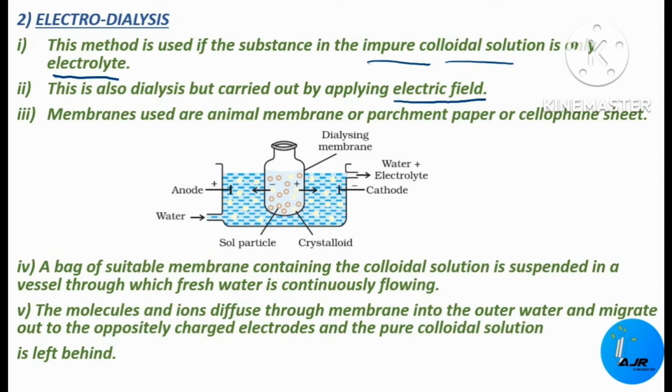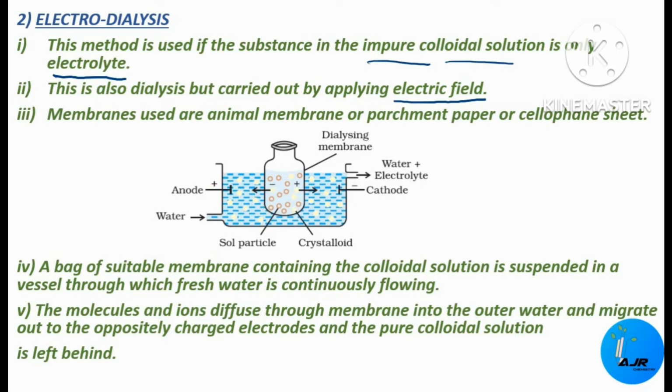That means the ions present in the electrolyte will be coming out of this dialysing membrane into the fresh water. Consequently, the respective ions will be moving towards the anode and the cathode. The anode attracts the anions and the cathode attracts the cations. So the ions will be forcefully coming out, and it takes place a little faster when compared to dialysis.